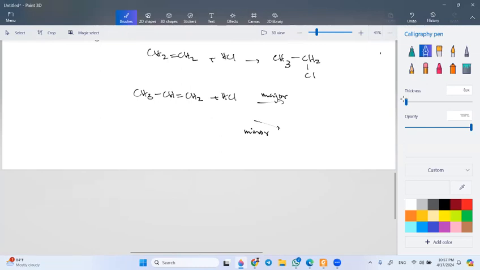Major product means hydrogen is attached to the carbon with more hydrogen attached. That's what we call major product. So here what happened? CH3CH, hydrogen goes and attached to this place and Cl goes to this place. That's what we call major product. In minor product, what happened? Hydrogen goes to this place and Cl goes to this place. That's what we call minor product. I'll tell you how does it happen when it comes to the mechanism.